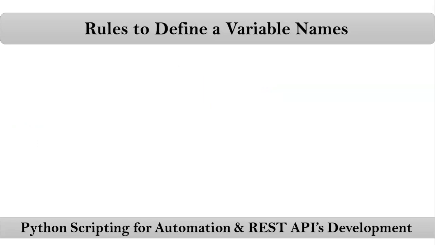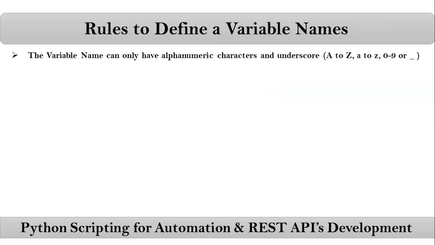Rules to define a variable name. See here, the variable name can only have alphanumeric characters and underscore. That means while defining any variable name, you can consider capital A to Z or small a to z, or 0 to 9 numbers and underscore.